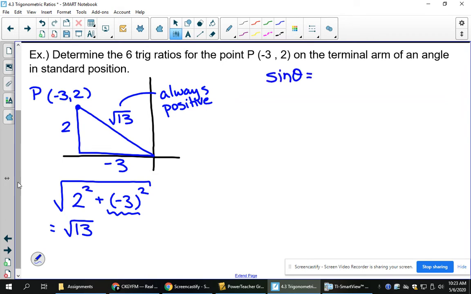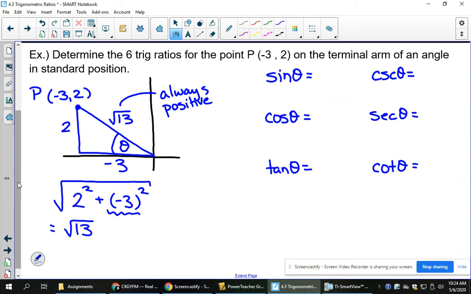I'm going to write my primary trig ratios, and beside them, I'm going to write their companions that go with them. So I've got sine and cosecant, cosine and secant, and tangent and cotangent. Now I've used theta to represent the angle, so let's talk about where theta is on this picture.